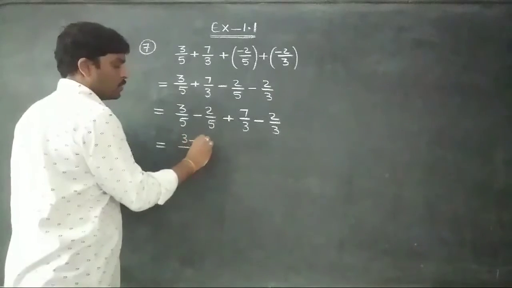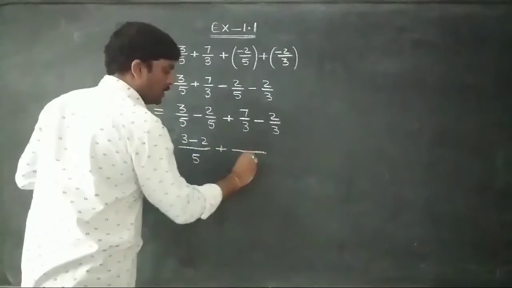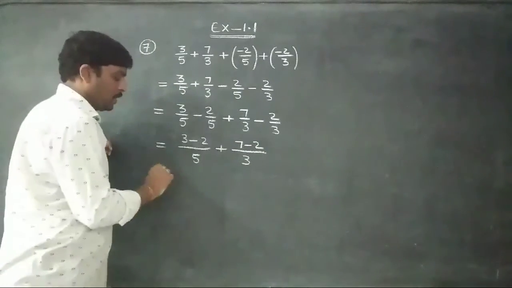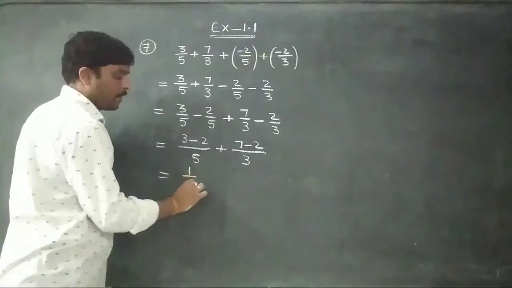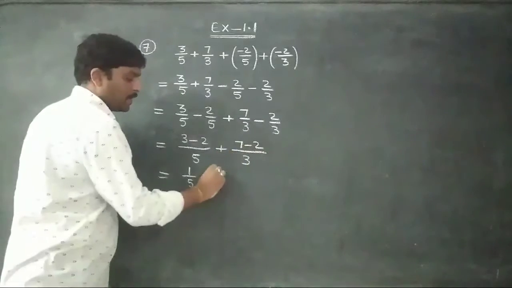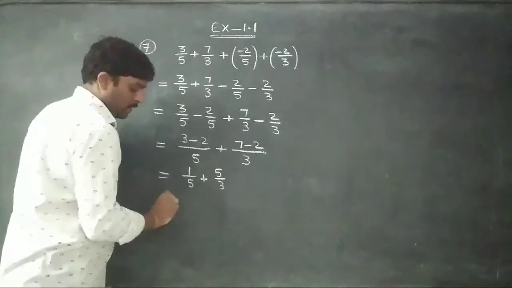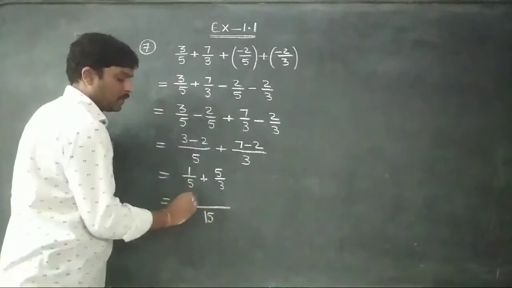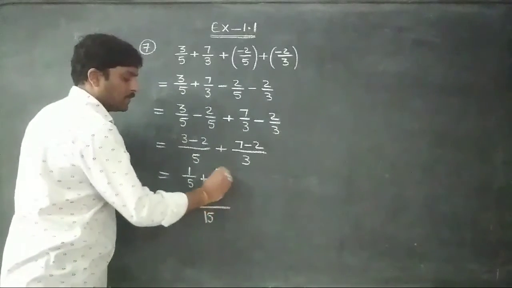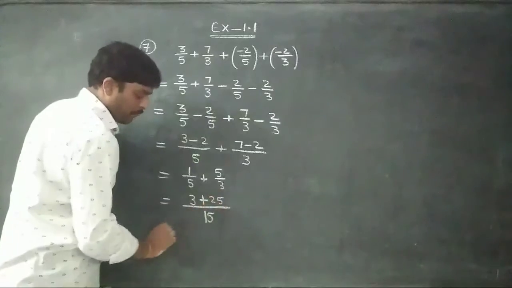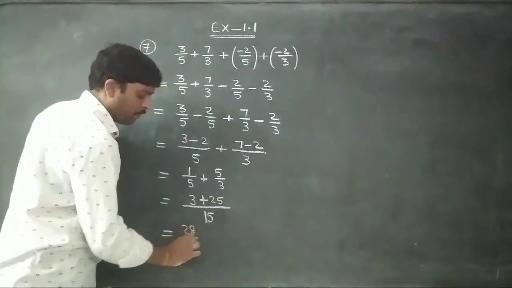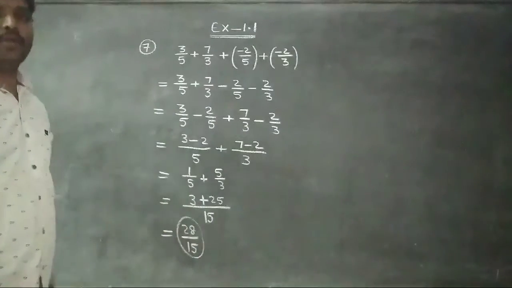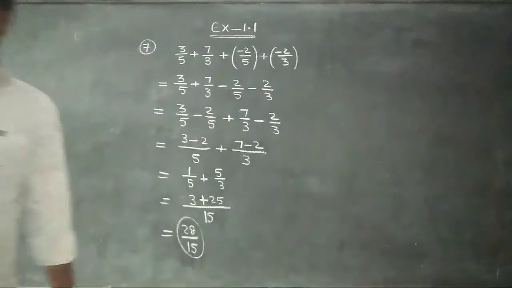After that, here the denominator is 5, so 3 minus 2 by 5. Here the denominator is 3, 7 minus 2. So 1 by 5 plus 5 by 3. Take the LCM: 5 threes are 15, 5 threes are 15 and 3 ones are 3, 3 fives are 5 fives are 25. The final answer is 28 by 15. This is evaluating the fractions.